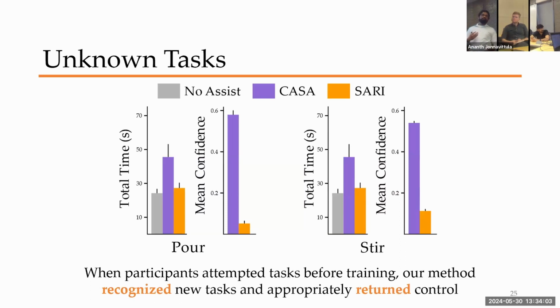So we wanted to figure out two different things here. The first was, if this is an unknown task, one the robot has not seen, we wanted to make sure that our discriminator is working properly and returning control.